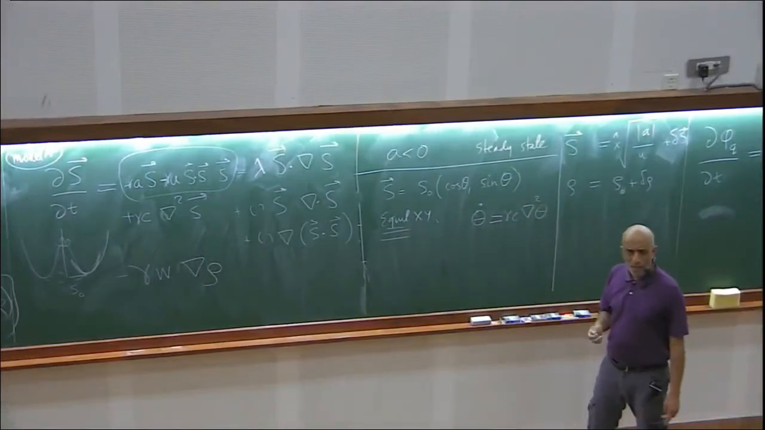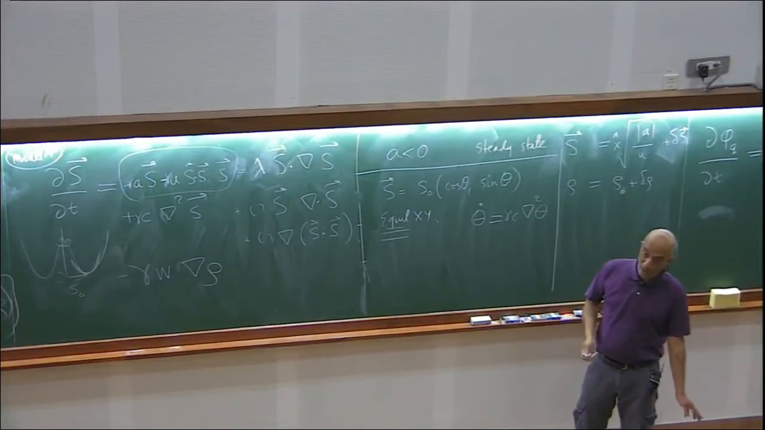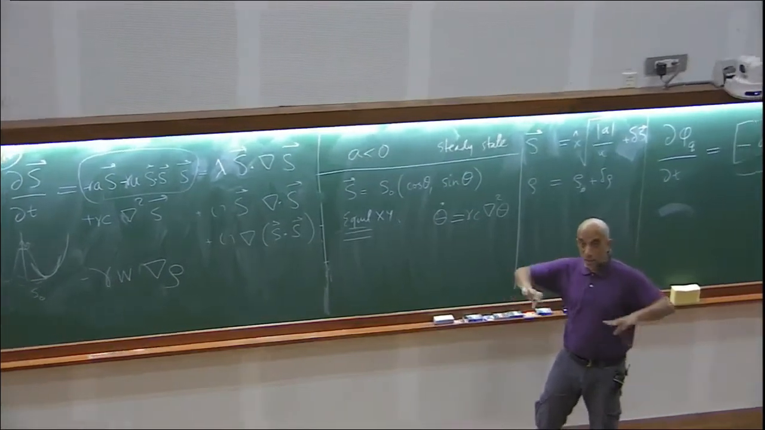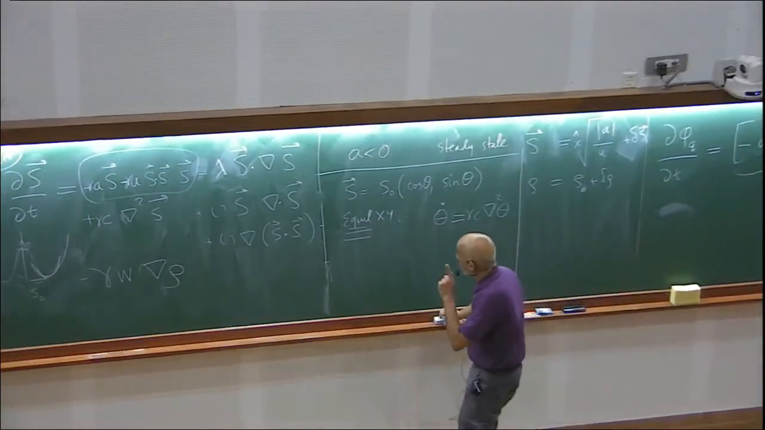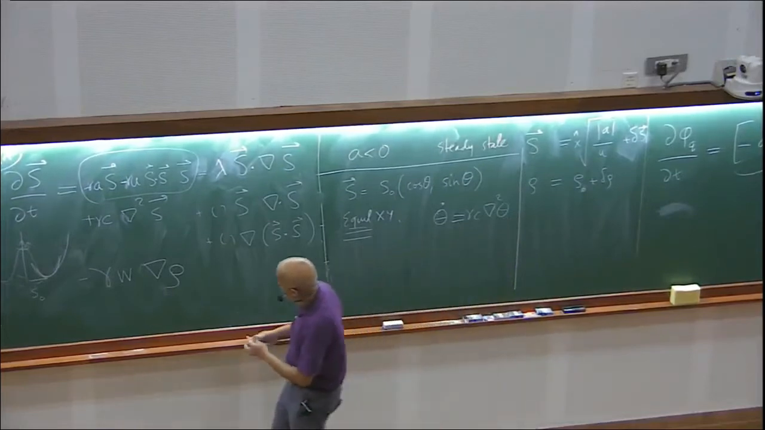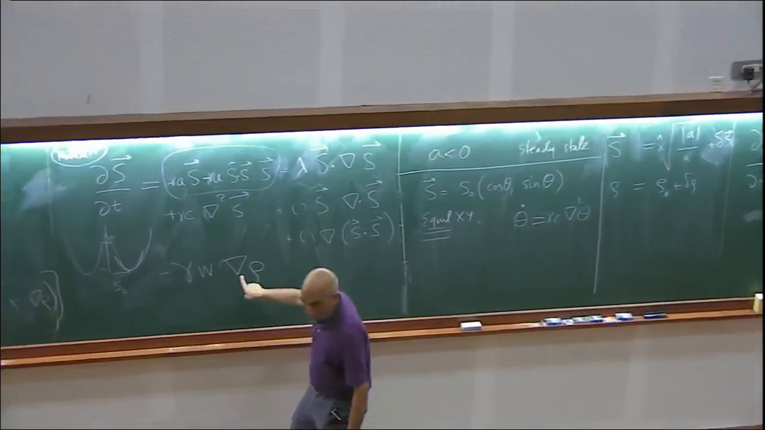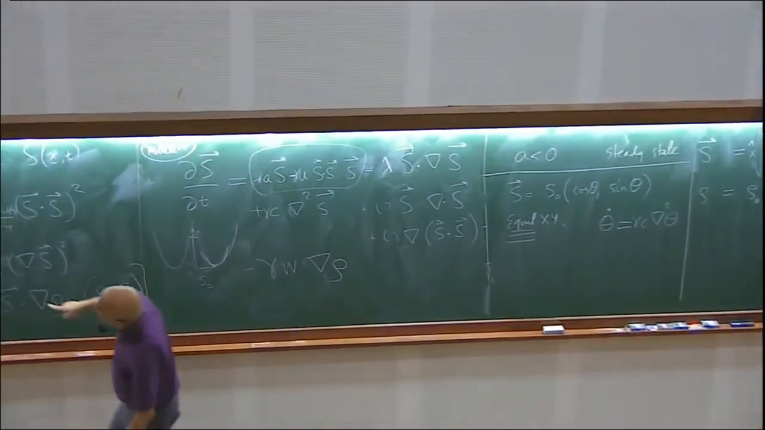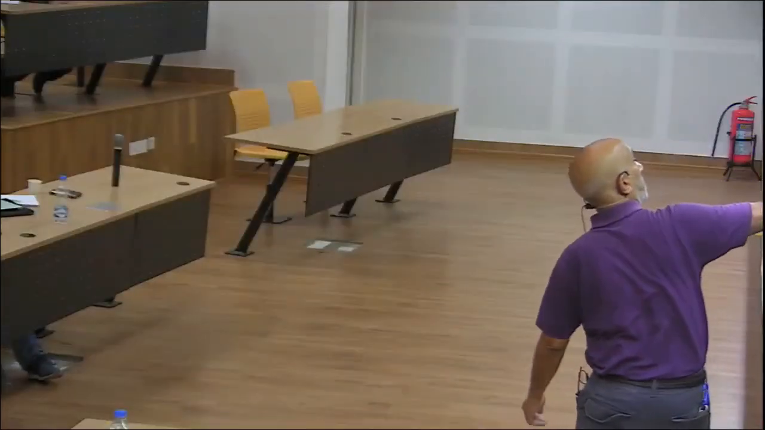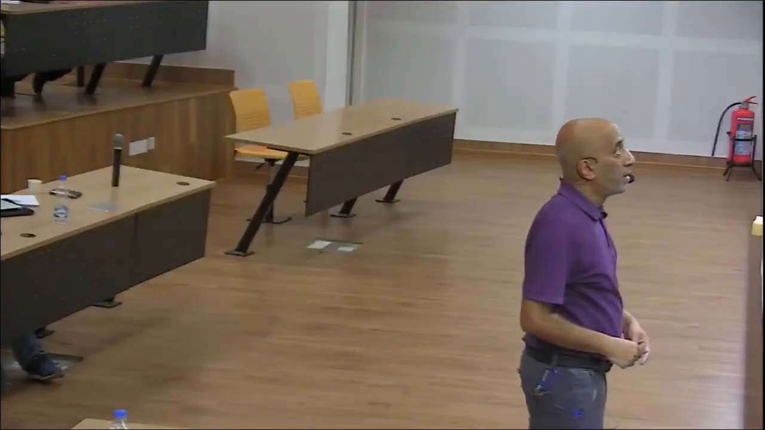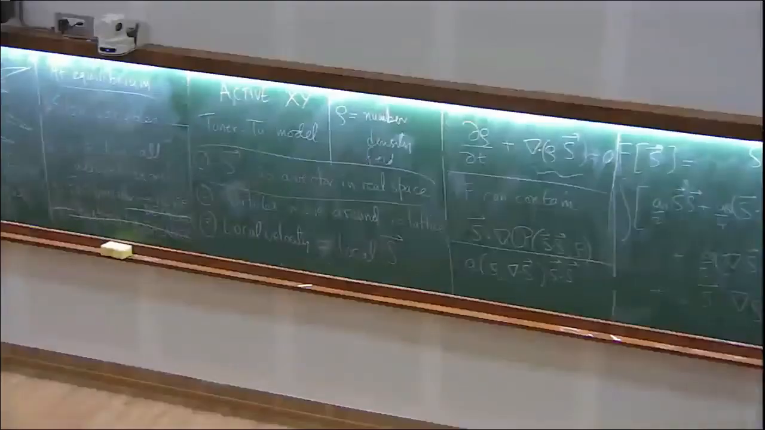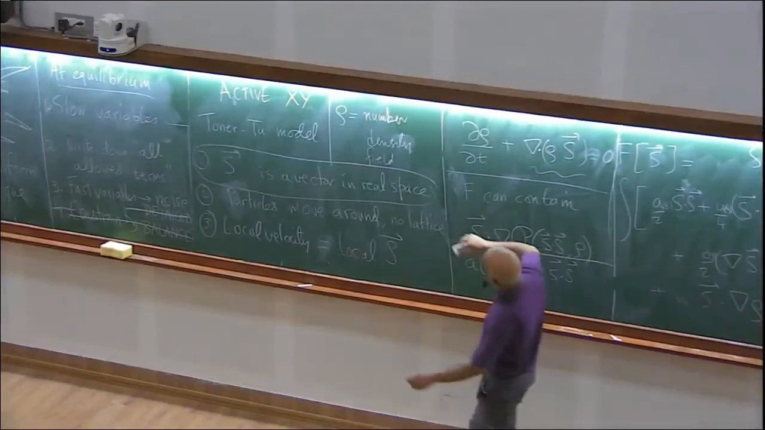And you can call them spin waves, but they're not waves. It's just diffusion of the angle variable. What happens here is very, very different. And the way to see that is this term comes in, that's one piece, and this term comes in. How does it come in? Well, let's quickly write down what the equations look like, and then we can go home.